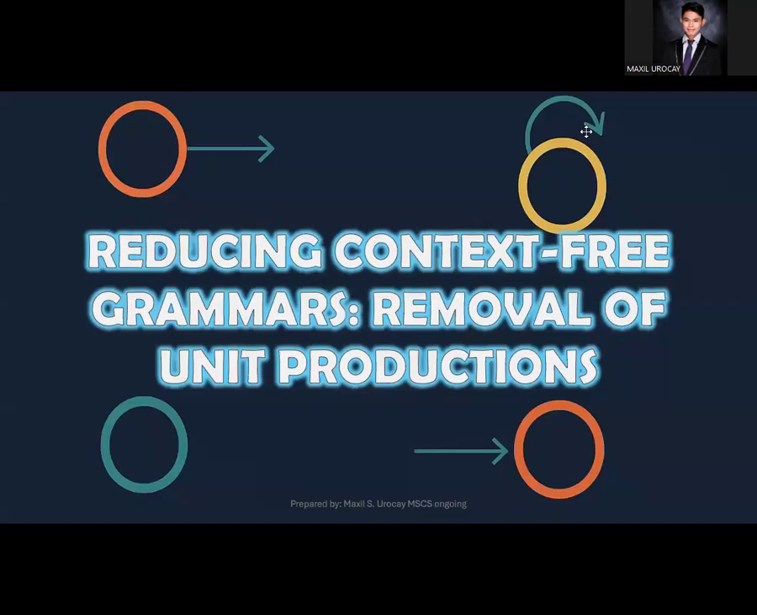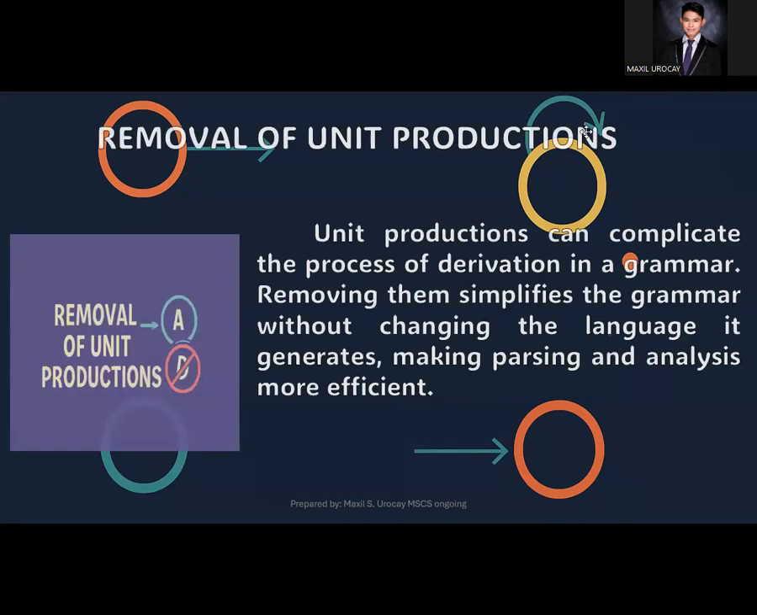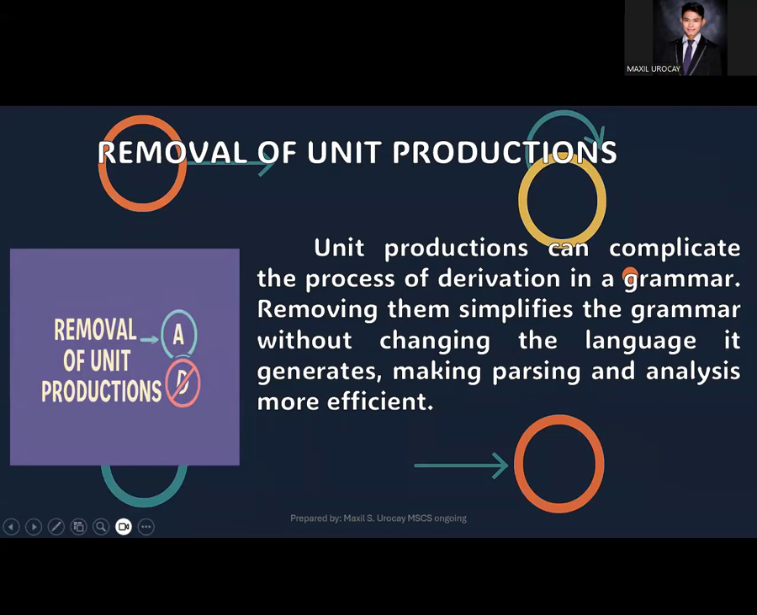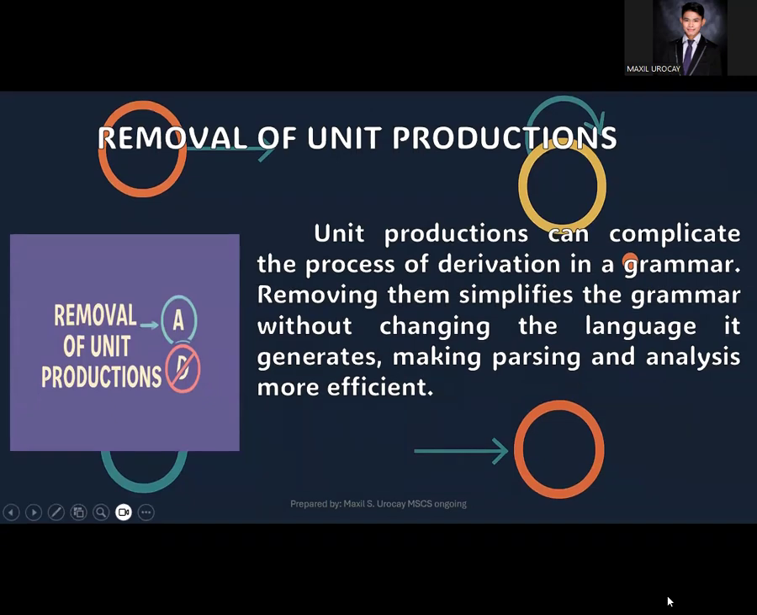Hello, everybody. I'll begin to run through another method for producing context-free grammar, which is the removal of unit production. In this case, unit production can complicate the process of derivation in a grammar. Removing them will really simplify the grammar without changing the language it generates, making parsing and analysis more efficient.